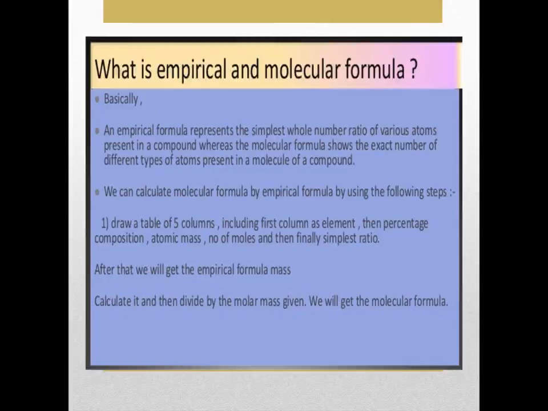First, we have to draw 5 tabular columns: element, percentage composition, atomic mass (molar mass), relative number of moles, and simplest ratio. After that, we will get the empirical formula. Then calculate it and divide by the molar mass given, and we will get the molecular formula.